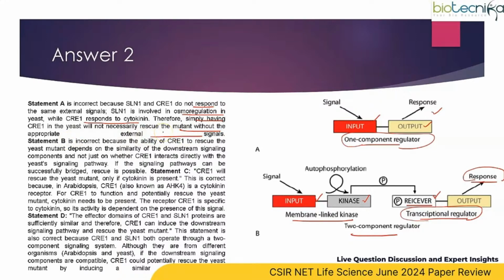So, if they are saying that the mutant is being rescued, it means it is not the input that is helping that. It will definitely be the output. So it is not necessarily just having that gene that will rescue. You need the appropriate external signals, right? And they are not responding to the same external signal.